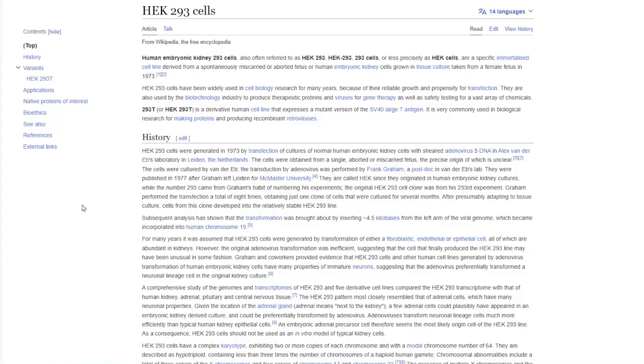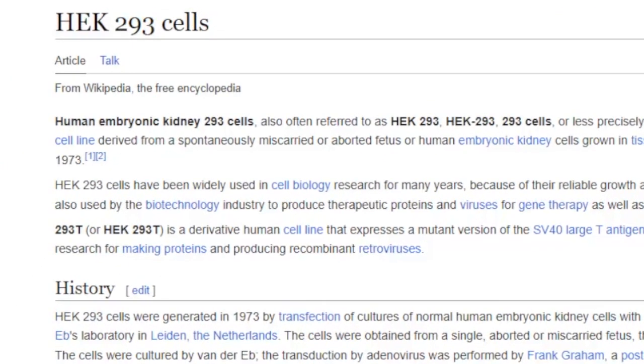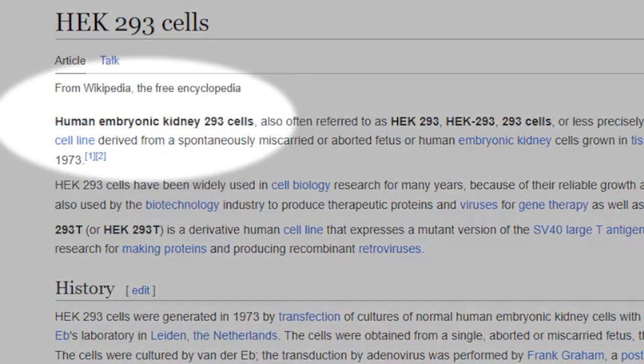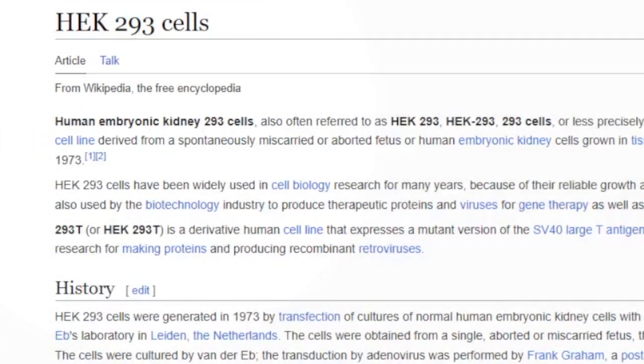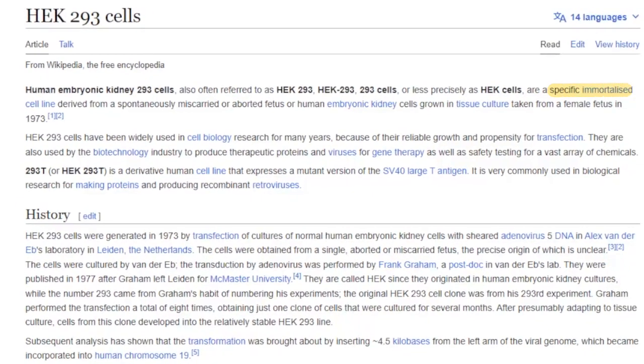So here is the Wikipedia page for HEK293 cells, including 293T. And you can see right at the top is really as far as we need to go. It gives us all the important information. HEK stands for human embryonic kidney 293 cells, and they have some different names. They are a specific, quote, immortalized cell line derived from a spontaneously miscarried or aborted fetus, or human embryonic kidney cells grown on a tissue culture taken from a female fetus in 1973. So there's a lot to unpack there.